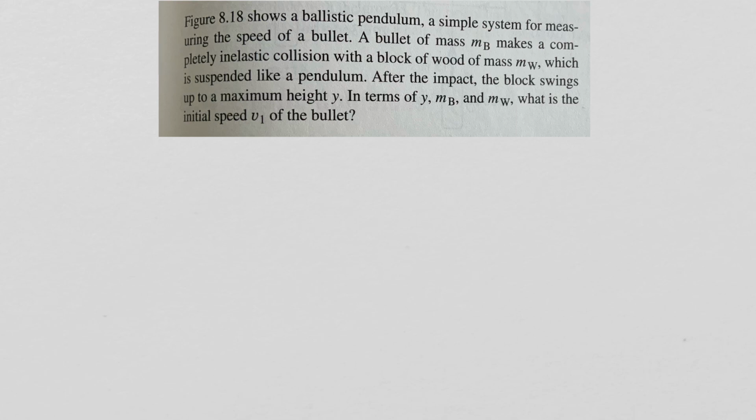Let's do one more example. This is a classical example of the application of conservation of linear momentum and also conservation of energy. In the figure, a ballistic pendulum, which is a simple system for measuring the speed of a bullet, is shown. A bullet of mass mb makes a completely inelastic collision with a block of wood of mass mw, which is suspended like a pendulum. After the impact, the block swings up to a maximum height y. In terms of y, mb, and mw, what is the initial speed v1 of the bullet?